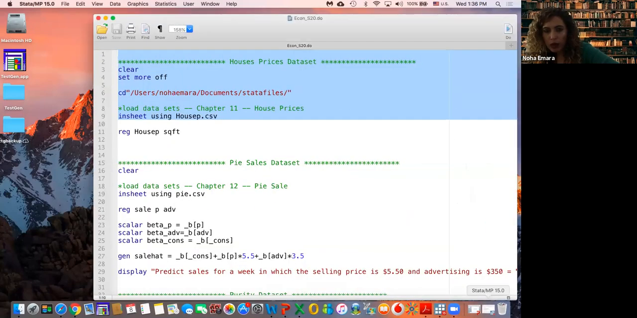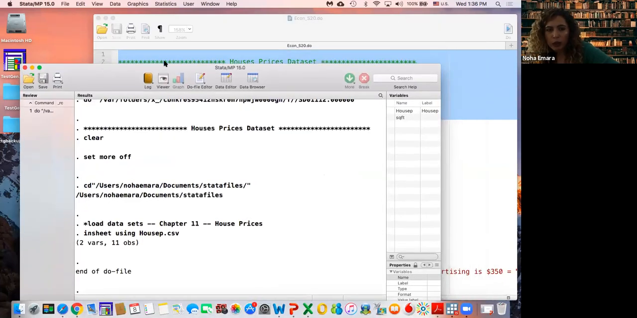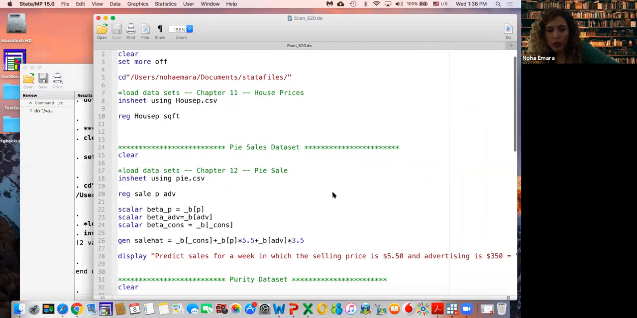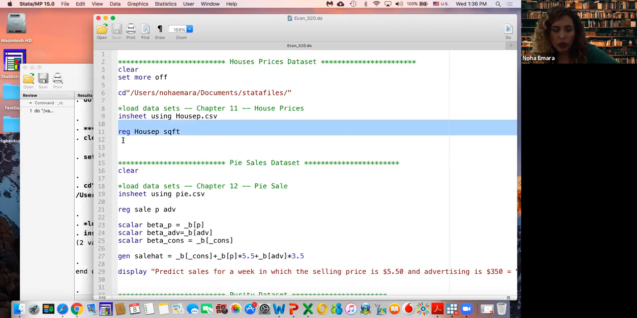Okay, so I have created this do file, and this do file has some replications of the regressions we're talking about. The first one is a very simple one. We have the data set for housing prices. I just copied them from the slide, put them into a CSV file, and imported them. Then for the regression, you just type regress, the Y, the X.